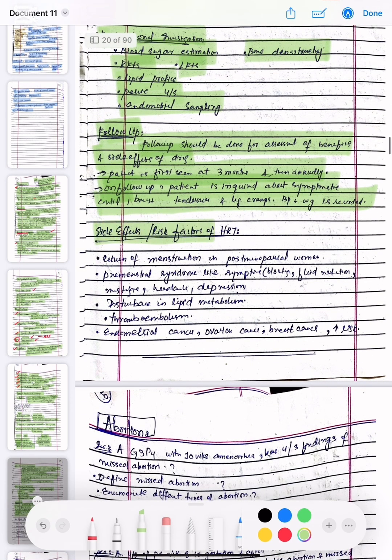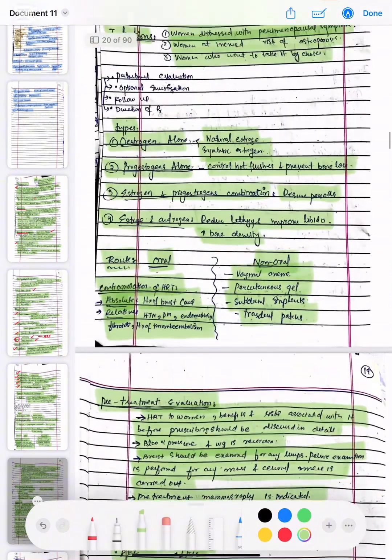The side effects or risk factors of hormone replacement therapy are the return of menstruation in postmenopausal women, premenstrual syndrome-like symptoms, bloating, fluid retention, mastalgia, headache and depression, disturbance in lipid metabolism, and thromboembolism. Endometrial cancer, ovarian cancer, and breast cancer are the increased risk factors.